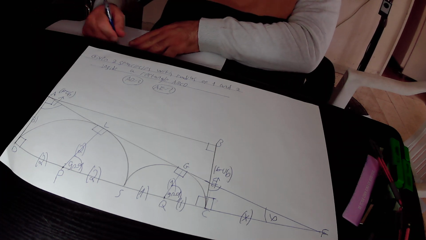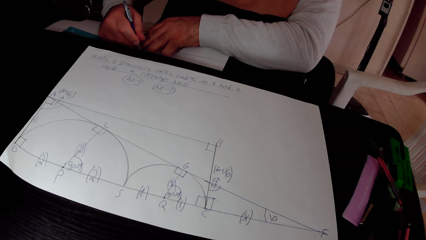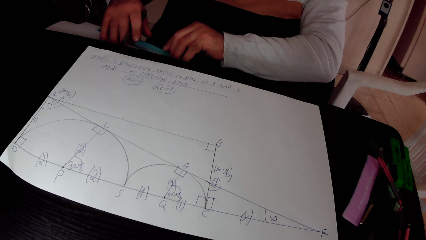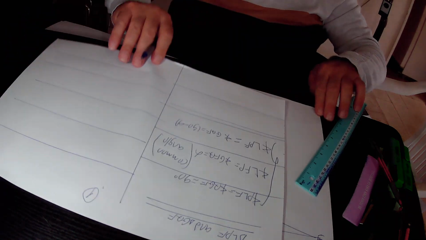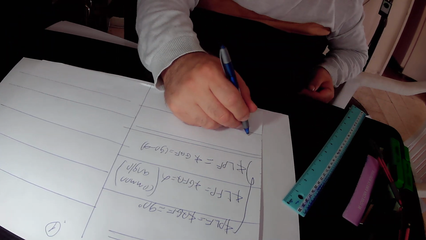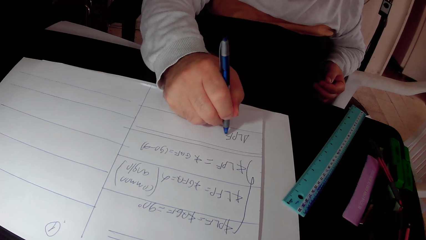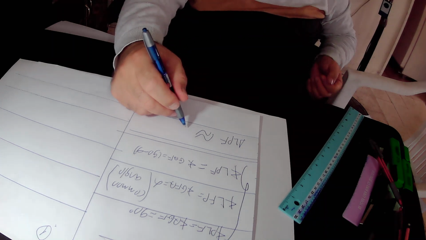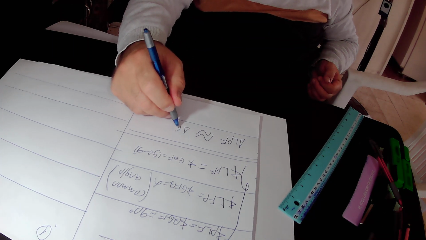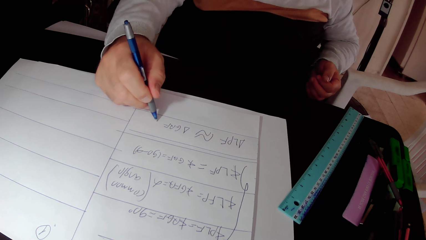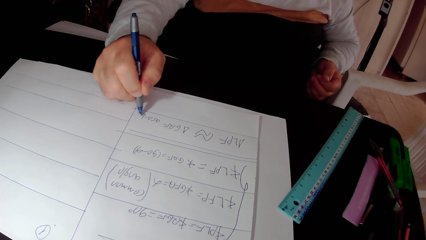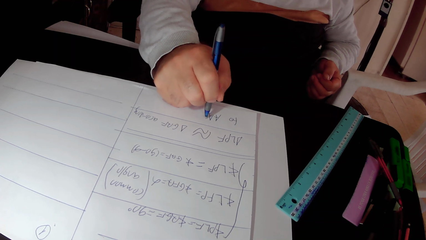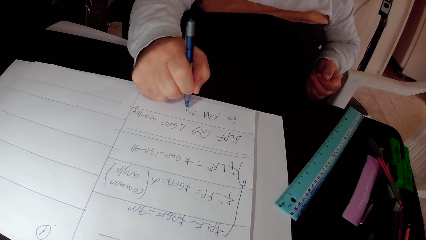So I write it down. So I can find out that the big right triangle LPF is similar to the small right triangle GQF according to the angle similarity rule.